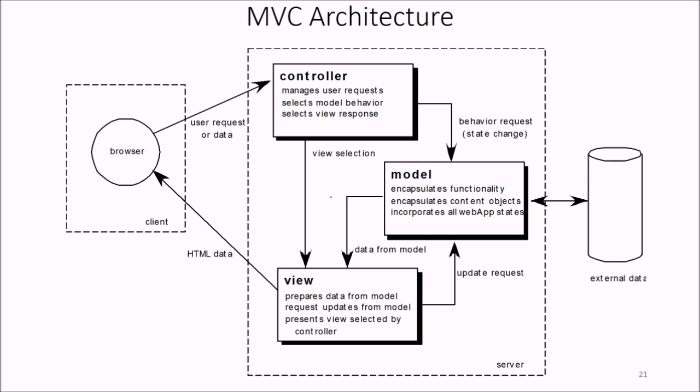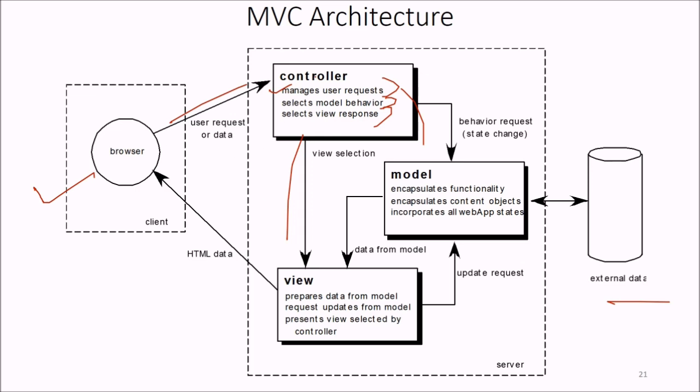So this is the diagram of the MVC architecture. In this model view controller, you have a browser and this is your external data. In the MVC architecture, the user through the browser will request data from the controller, and the controller will see the behavior request, depending upon what the user has requested. It will manage the user request, select the model behavior, and select the view response. So the controller will be the controlling authority of what should be done and what should be seen.